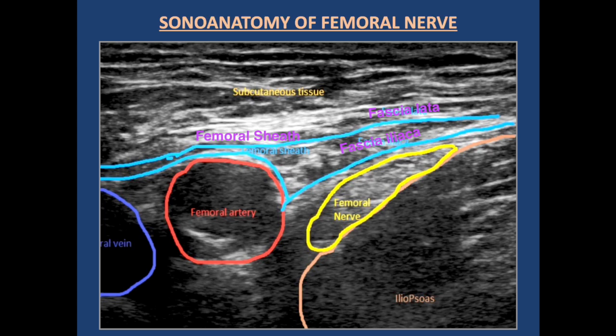You can see in this video, fascia lata passes above all three structures, while femoral nerve is invested in the two layers of fascia iliaca, which are part of the iliacus muscle, and totally separate from the femoral sheath. Femoral nerve is not part of the femoral sheath.